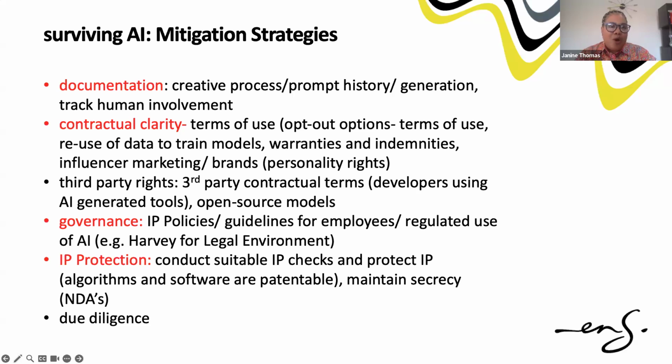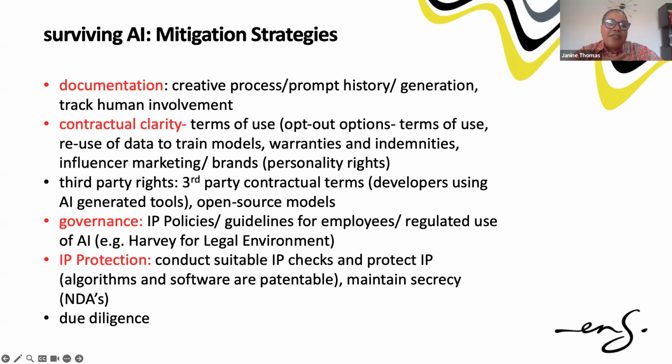And to the extent that it is possible, it's always advisable to document creative processes, prompt history, and track human involvement where that's possible, because all of these will speak to the authorship and the ownership of the outputs, if this ever becomes something that is questioned. The second aspect is contractual clarity, and I can't emphasize this more, because this is where we're really going to find the gaps, and this is where we can close the gaps.